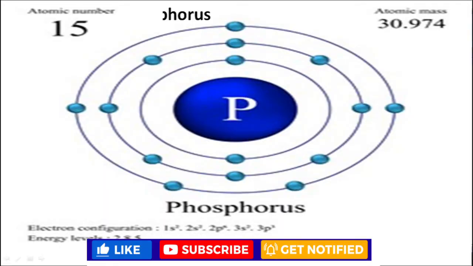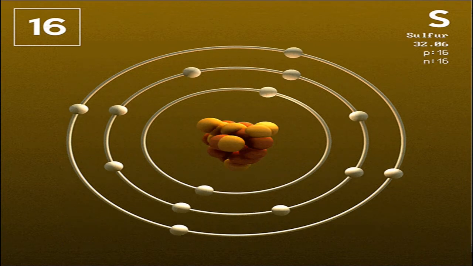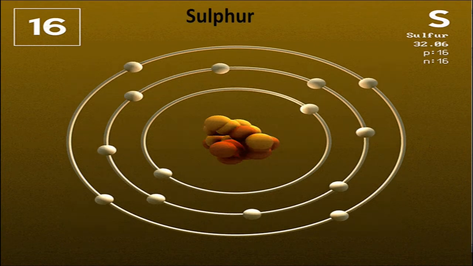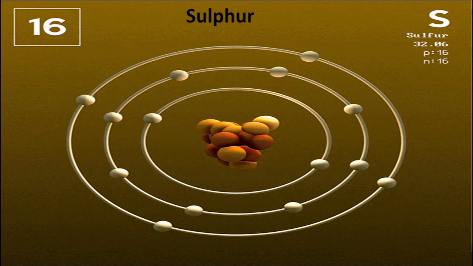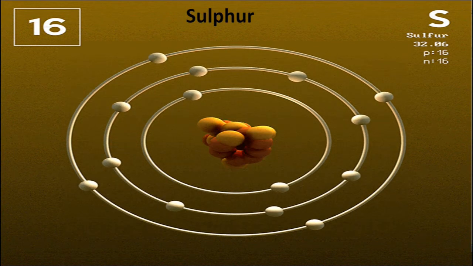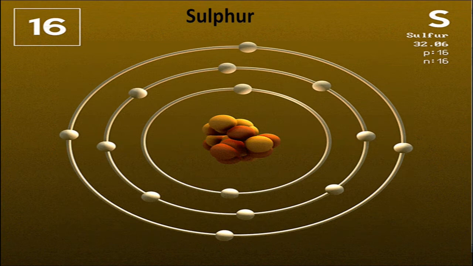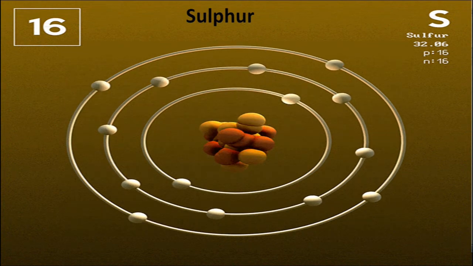Atomic number 15, phosphorus, represented by symbol P. It has 15 electrons, 2 in first shell, 8 in second shell and remaining 5 are in third shell or valence shell. Atomic number 16, sulfur, represented by symbol S. It has 16 electrons, 2 in first shell, 8 in second shell and remaining 6 are in valence shell or third shell.